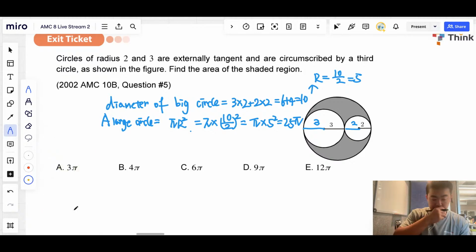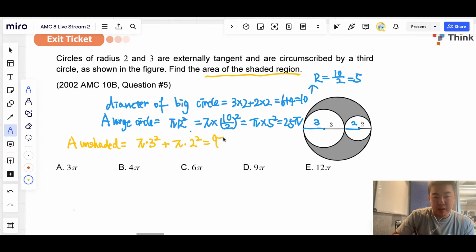Let me change the color to continue the second step. So we are asked to find the area of the shaded region. So it can be found by using the total area, excluding the area of the unshaded part, right? So I will first write the area of the unshaded part, which is just the summation of the area of the two circles, right? So the first one is pi r squared, which now becomes pi times 3 squared, plus pi times 2 squared, since this circle has a smaller radius, which is 2. That gives 9 pi plus 4 pi, and the combined area of these two unshaded parts should be 13 pi, okay?